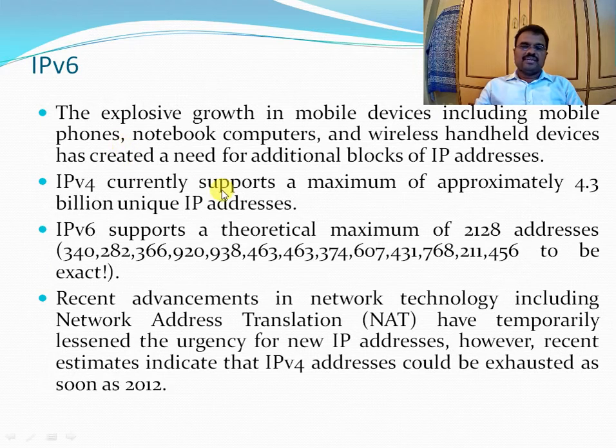IPv4 currently supports approximately 4.3 billion unique IP addresses, whereas IPv6 supports a theoretical maximum of 2^128 addresses. To be exact, this is a very large number, roughly 340 trillion trillion trillion. Recent advancements in network technology, including network address translation, have temporarily lessened the urgency for new IP addresses. However, recent estimates indicate that IPv4 addresses could be exhausted as soon as 2012.